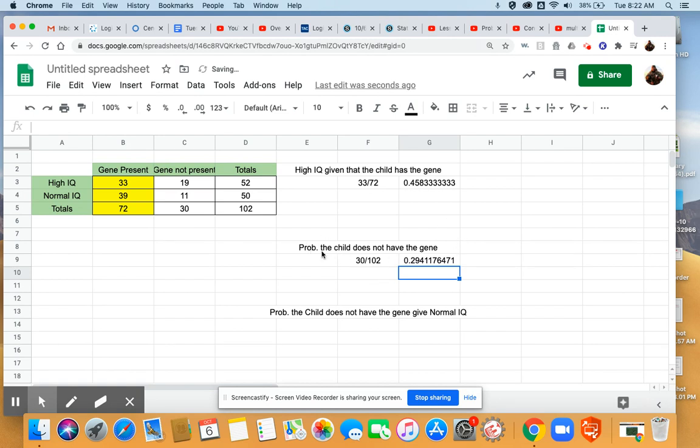They did not give us any kind of conditional here, so we don't have to worry about picking one column or the other. Probability the child does not have the gene means we look at all the children who do not have the gene out of all the children total.